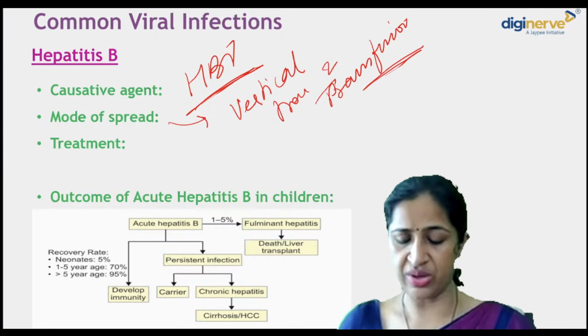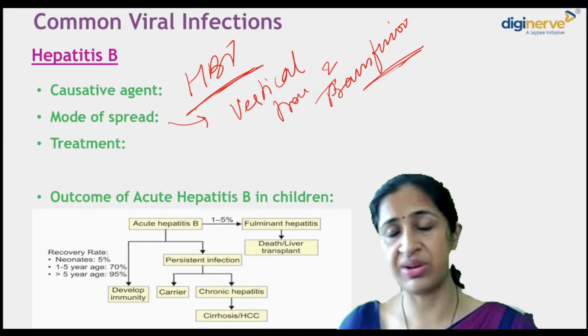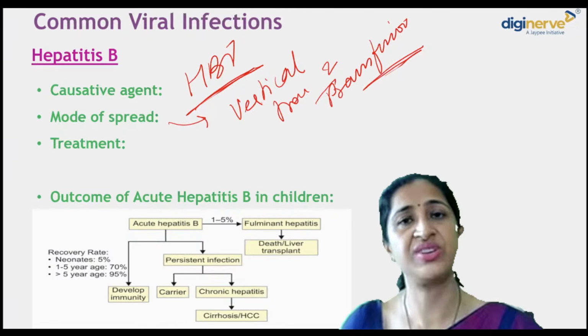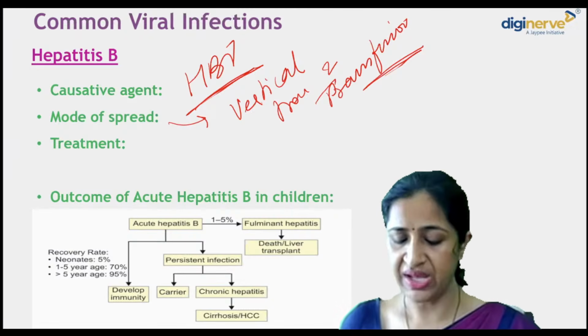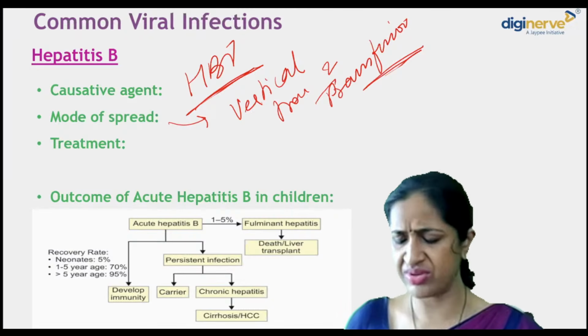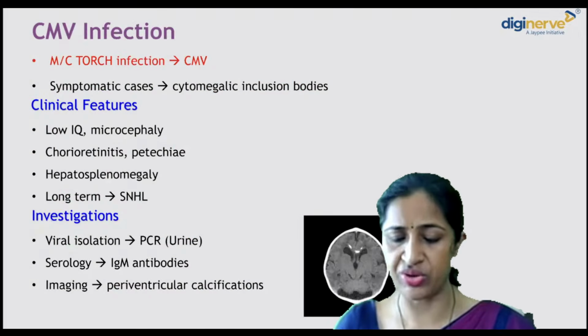Okay. So approximately 70% of children below 5 years of age can actually recover and develop immunity, and above 5 years of age, most of them, 95%, tend to develop immunity.